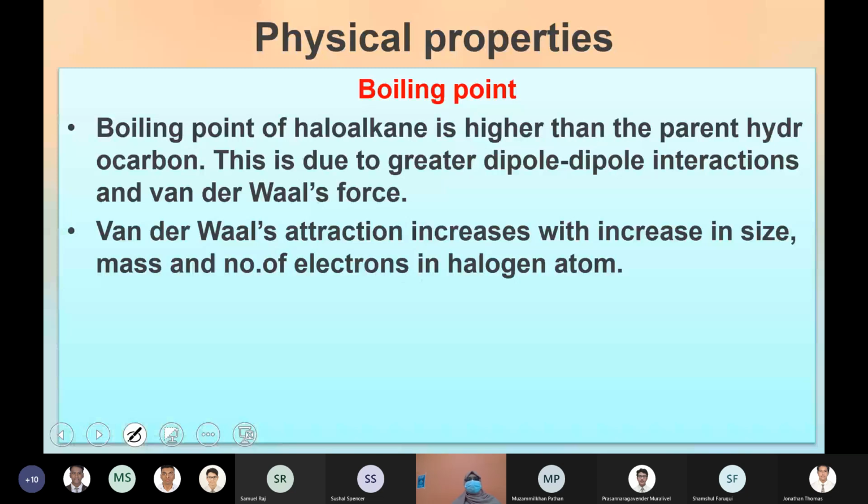So here, any questions related to melting and boiling point of any organic compound, maybe alcohol, carboxylic acid, aldehydes, amine, any compound which you're going to learn this year, the melting and boiling point should be explained on the basis of intermolecular force of attraction. What is the type of attraction possible between the molecules? So here you can see boiling point of haloalkanes is higher than that of hydrocarbon. The reason is greater dipole-dipole interactions and van der Waals forces.